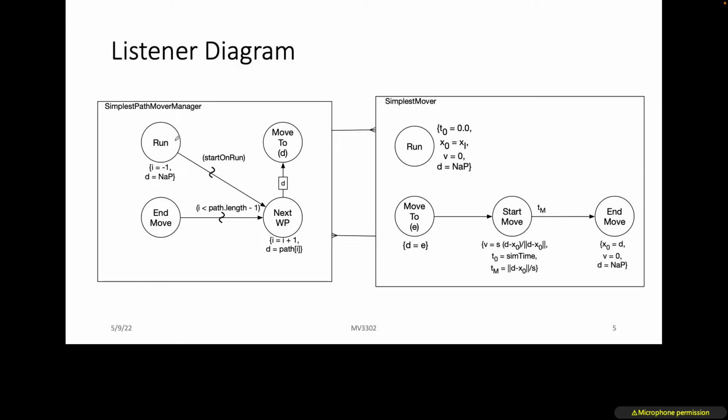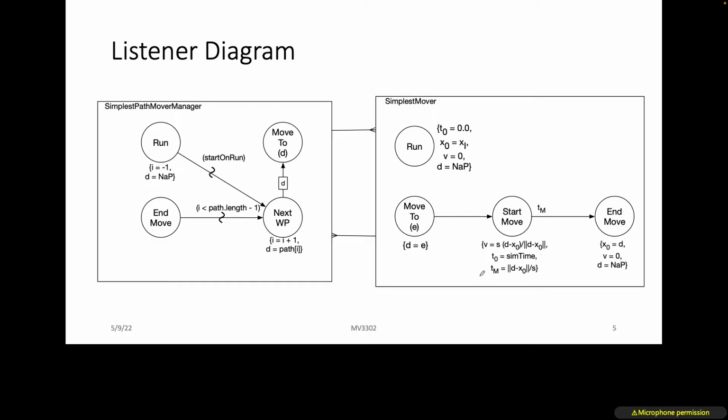However, if we look over here, in this particular case, as long as the start on run is true, then this run event will schedule the next waypoint event, which in turn will schedule the move to event with an argument of the next waypoint. Then, because this component is listening, it will hear the move to. It'll say, okay, now this is my destination. I will schedule a start move event.